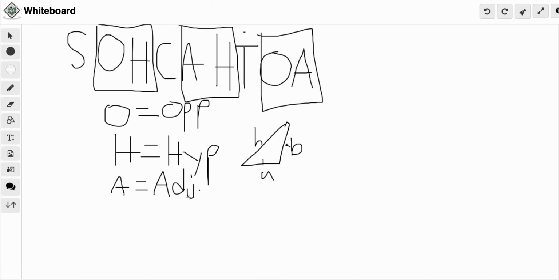Now that we know what these letters mean, what does the S and the C and the T mean? S stands for sine, and it is a function. So just to make that clear, I'll make it sine of x, where x is some value that we put on the horizontal part of the coordinate axes. C stands for cosine of x.